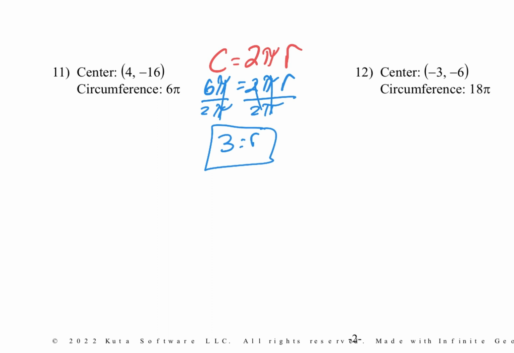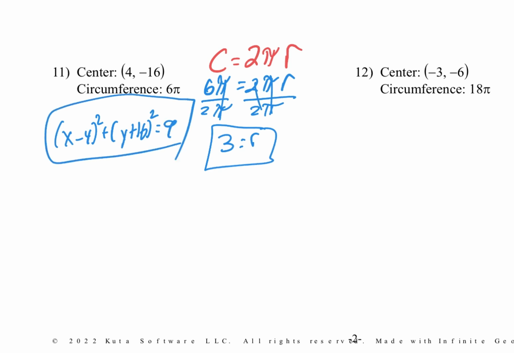Well, now we have to write it. So it's going to be x plus or minus 4? Minus. (x − 4)² + (y + 16)² = 9. And you're done.